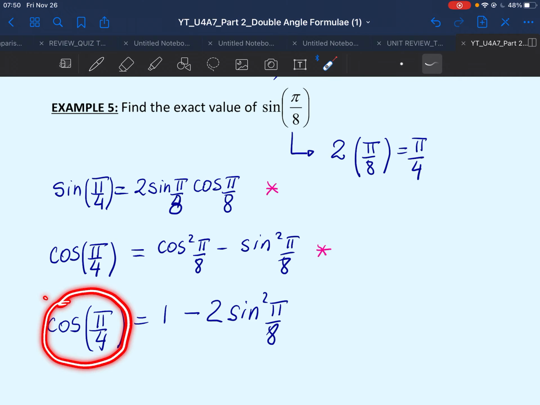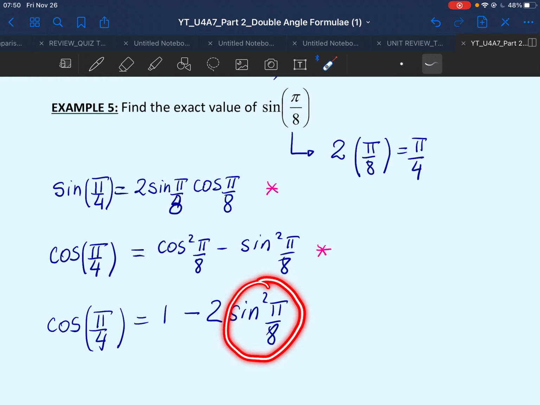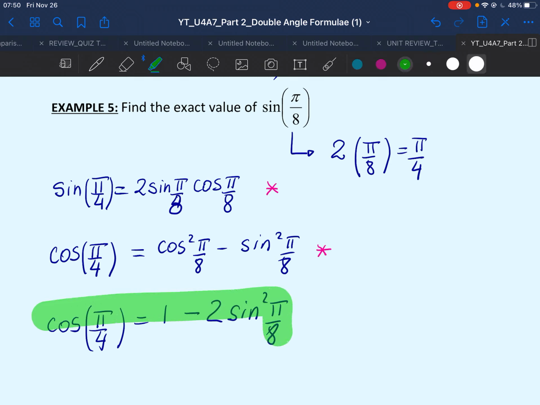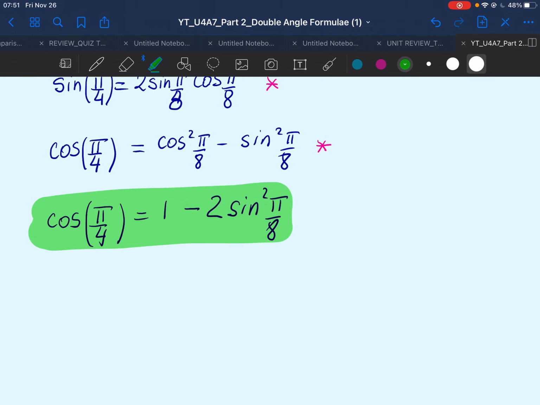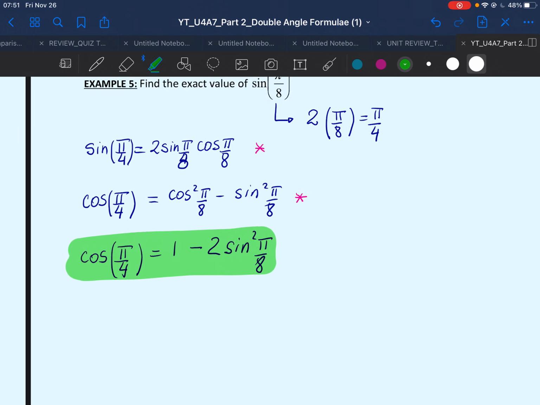So cos pi over 4, that's a value I can find easily because pi over 4 is a special angle. Number 1 is a number, and sine squared pi over 8 is the only unknown in this equation. And that's a value that I'm trying to find. So we're going to say that we have a winner here. This will be the formula we must use in order to find sine pi over 8.